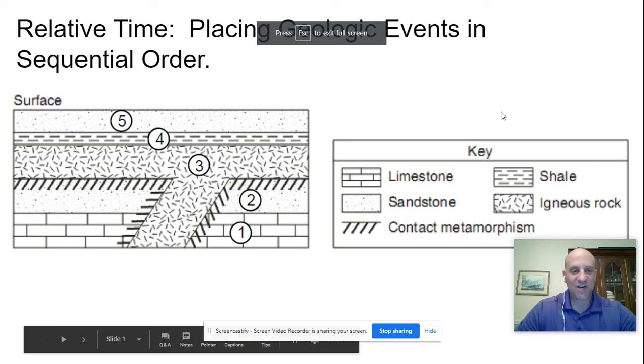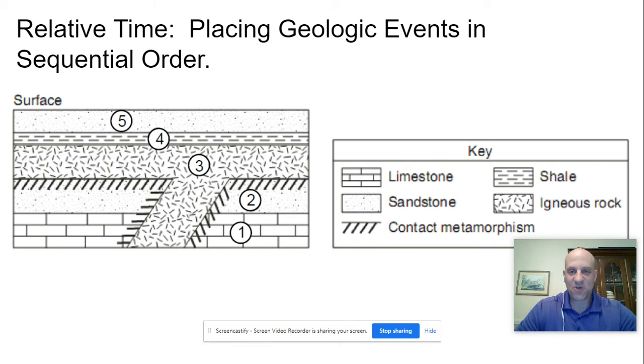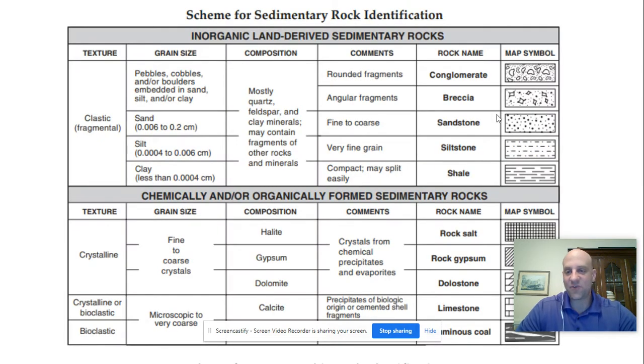Hello, Mr. Salogar here with a lesson on relative time, which is when we put geologic events in sequential order, kind of like the diagram that we have here labeled 1 through 5. One of the things that we need to know right away is that there are some symbols that we will see frequently, and they are defined for us on the Earth Science reference tables.